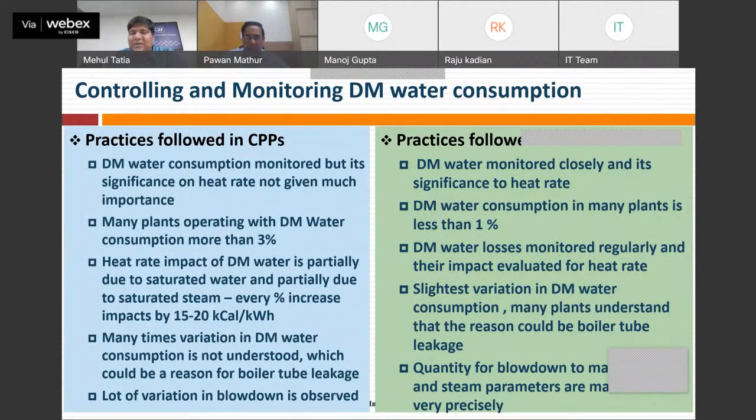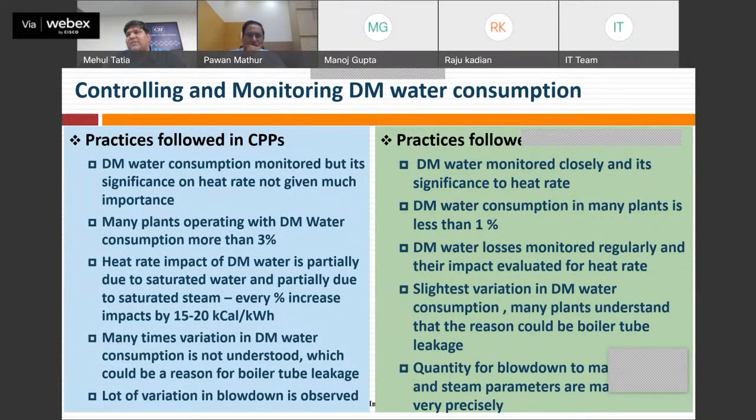Another point which I feel many of the CPPs are actually following, but a few CPPs should maybe improve their performance on, is the DM water consumption. DM water consumption in many plants we have seen has increased to more than 3%. I mean, we are seeing 3.5%, even 4%. DM water has a big impact on heat rate, which is actually missed by many plants.